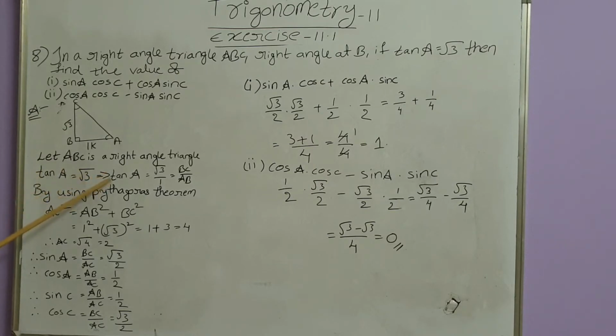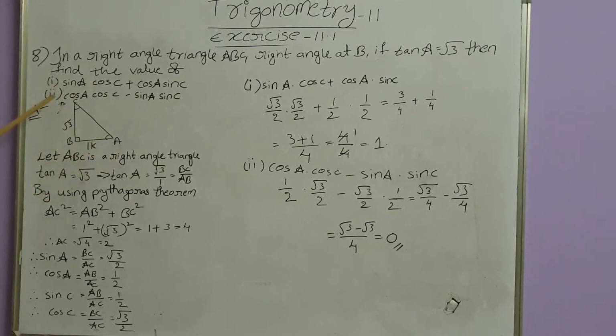Here one value is there. You can take 1 to this side. Root 3 by 1 is equal to tan A. What is tan A? Opposite side of angle by adjacent side of angle. BC by AB is root 3 by 1. So BC value is root 3 and AB value is 1.